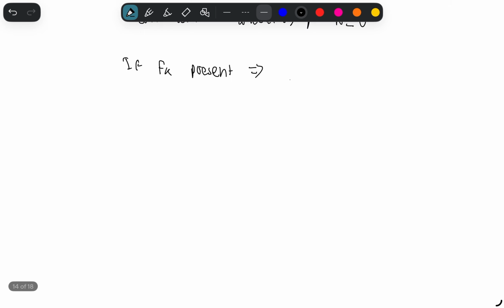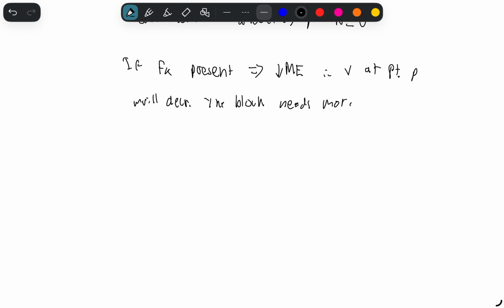it's going to make your mechanical energy degrade into unusable thermal energy. So that means that the speed at point P will decrease. So to keep contact at point P without losing it, the block needs more energy, or an easier contact condition. So it's going to lower point P.